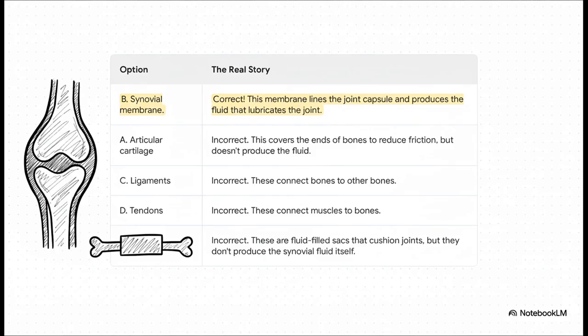And the final answer is B, the synovial membrane. That's the one. It's this special lining inside our joints that's responsible for making that all-important fluid. It's really easy to mix up all these different parts, but this lays it out so clearly. Cartilage is the smooth cap on the bones. Ligaments connect bone to bone, and tendons connect muscle to bone. Each one has its own specific and super important job.